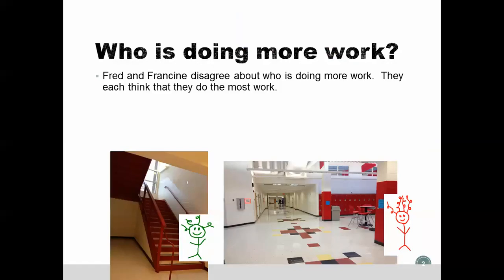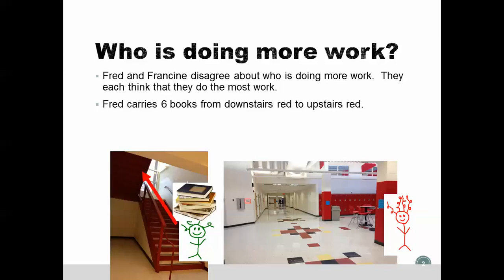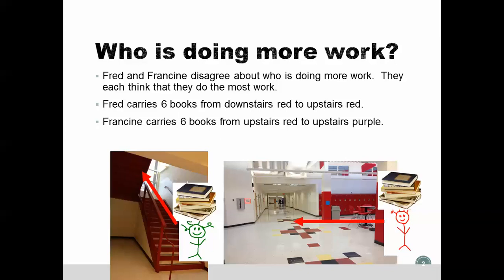Fred and Francine are disagreeing about who's doing more work. They each think they do the most work. So what's going on? Well, Fred carries 6 books from downstairs red to upstairs red. Francine carries 6 books from upstairs red to upstairs purple. So who is doing more work?